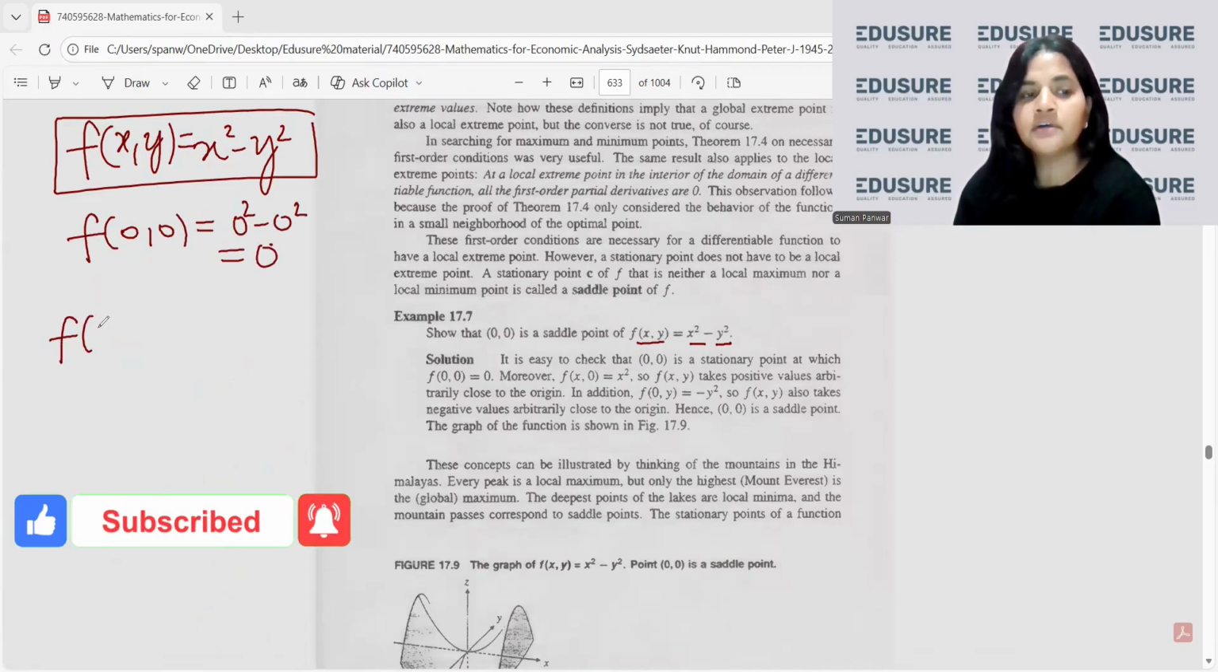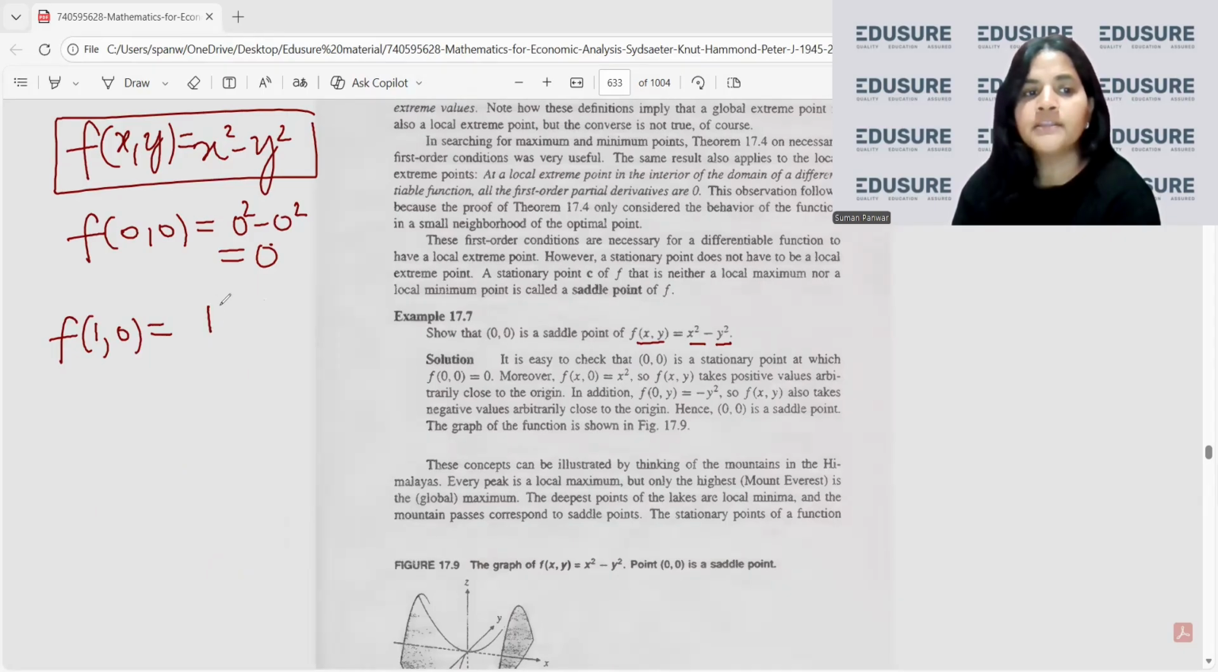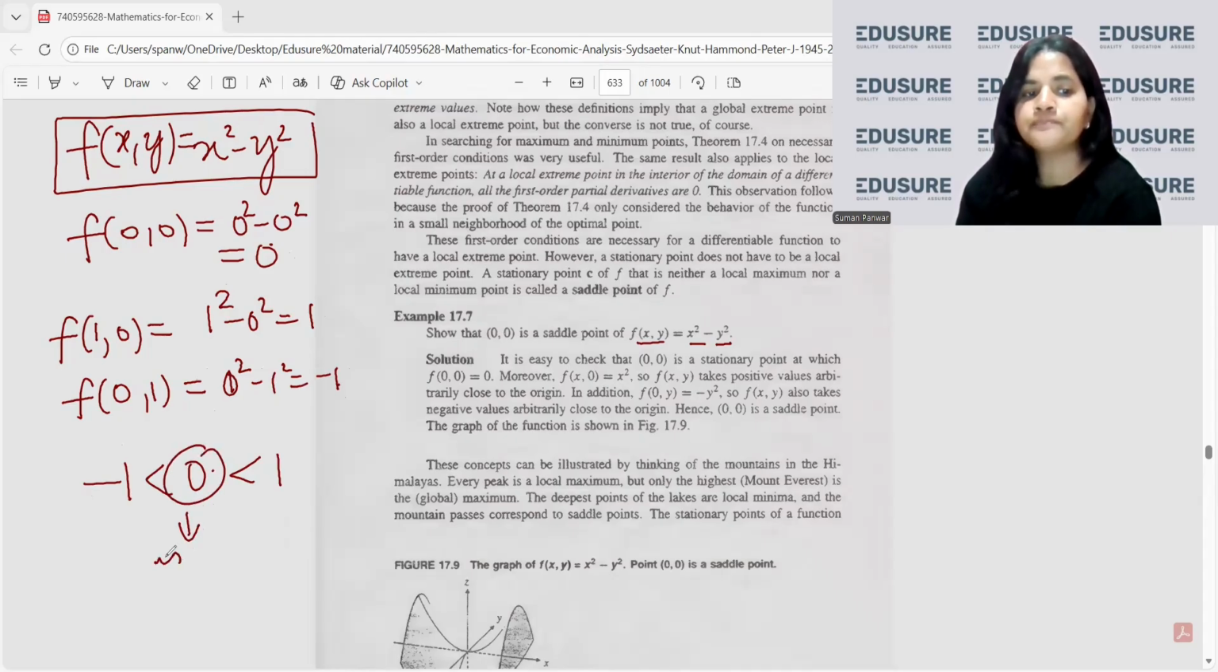Now let us look at the value of f at (1, 0). That is 1 squared minus 0 squared, that is 1. And let us look at the value at (0, 1). That is going to be 0 squared minus 1 squared, which is minus 1. So we know that there is a value below 0 and there is a value above 0. So 0 is neither maxima nor minima, and therefore (0, 0) is a saddle point.